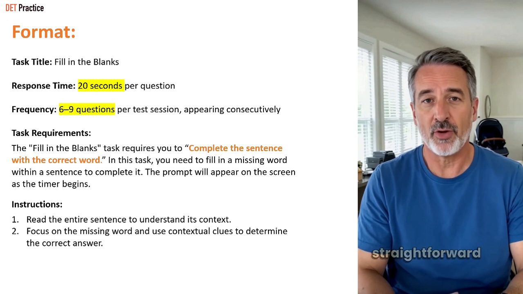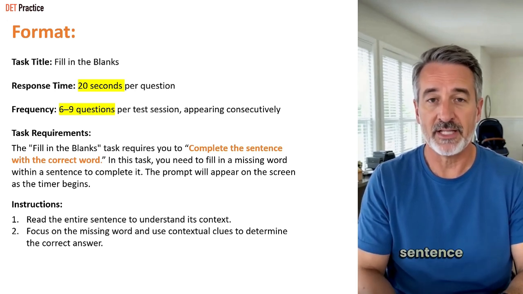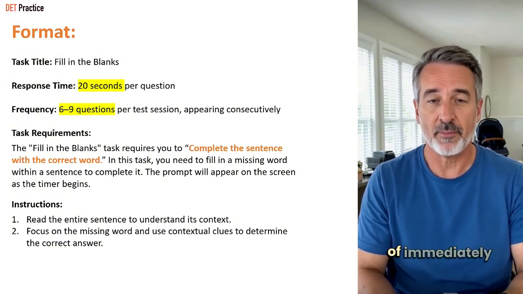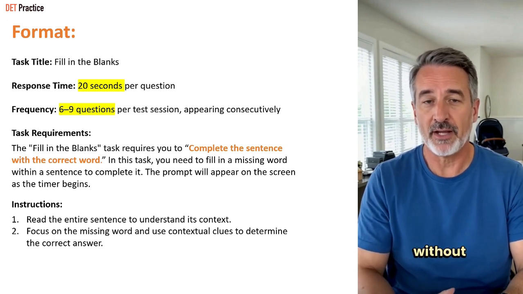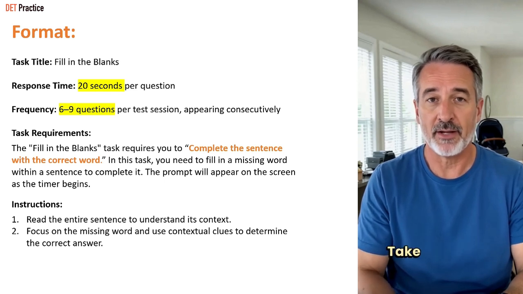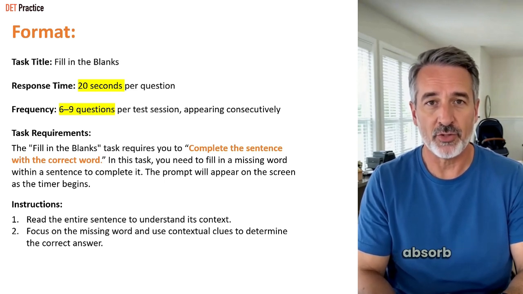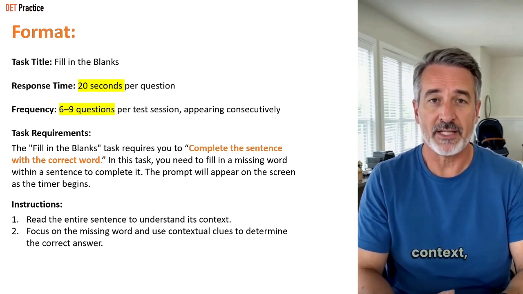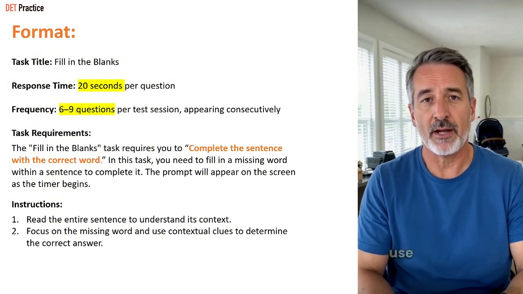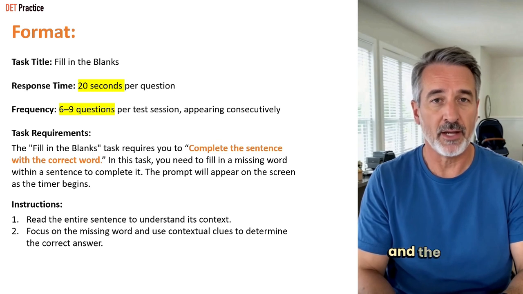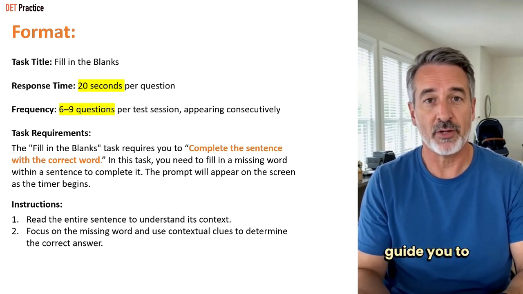The instructions are straightforward but incredibly important. First, you must read the entire sentence to understand its context. Many test takers make the mistake of immediately trying to fill in the blank without reading the whole sentence, which often leads to incorrect answers. Take those first few seconds to absorb the complete meaning of the sentence. Then, once you understand the context, focus on the missing word and use contextual clues to determine the correct answer. The surrounding words and the overall meaning of the sentence will guide you to the right choice.